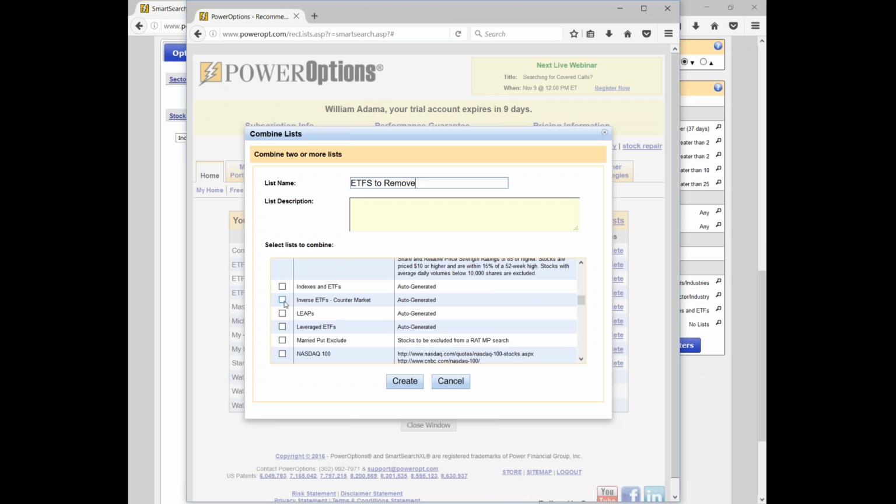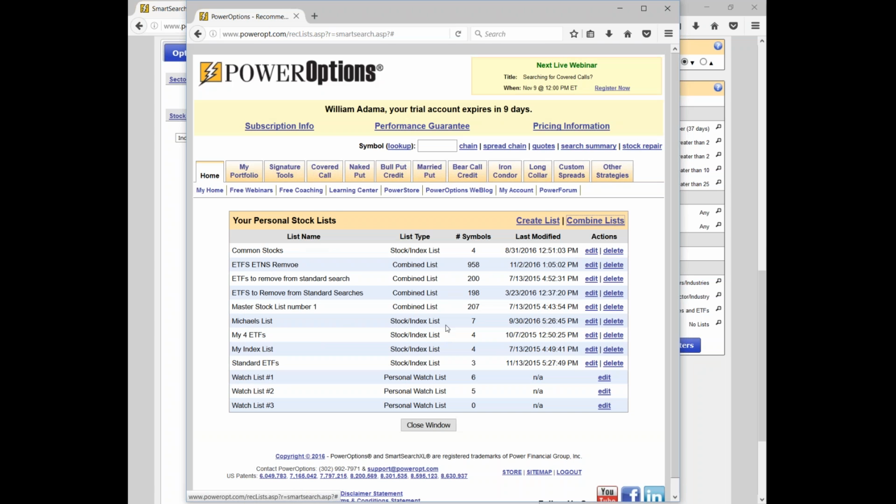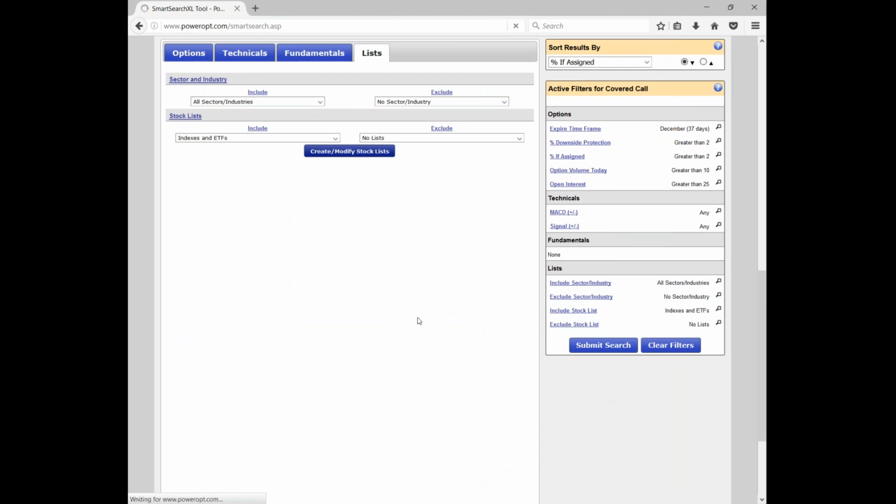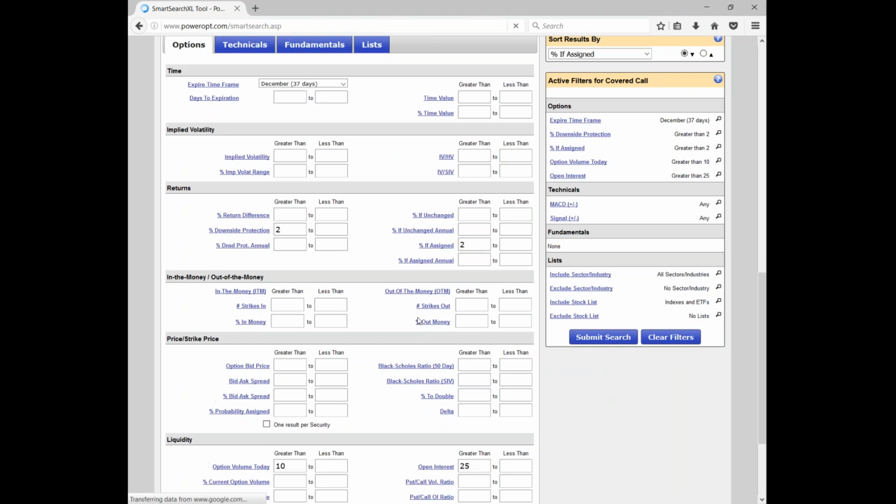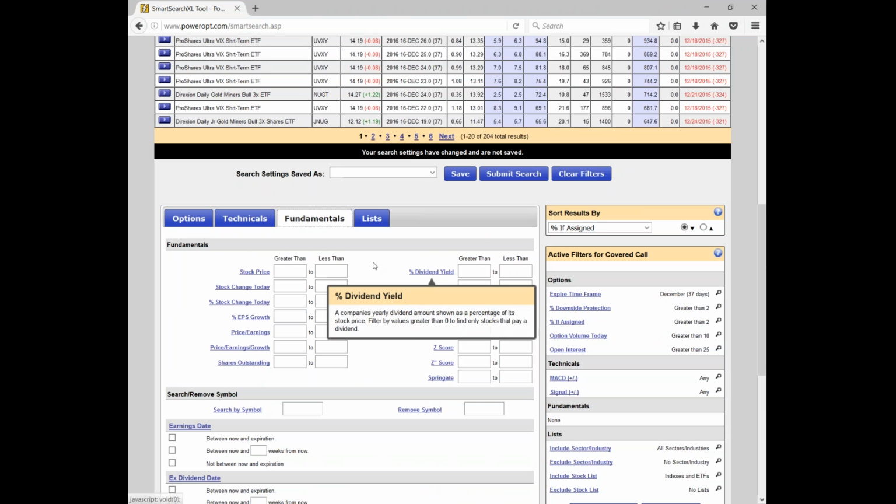So what I want to remove is both the inverse ETFs and the leveraged ETFs at the same time. I'll go ahead and click Create, and now I'll be able to select to remove that created list. I've already done this in a previous webinar, so let me cancel that. And you see I have ETFs and ETNs to remove, roughly 958 securities. It's a combination of the leveraged ETFs and, of course, the inverse ETFs as well.